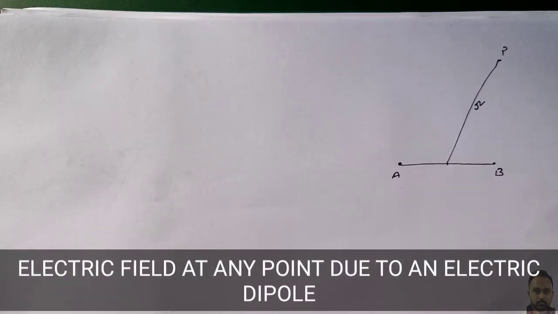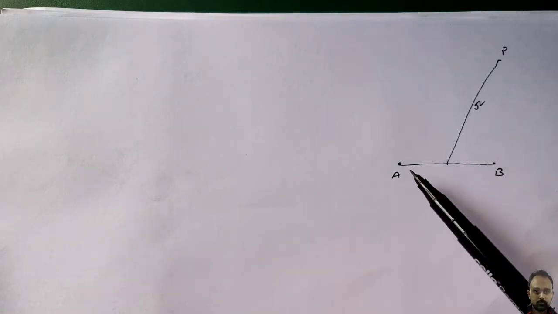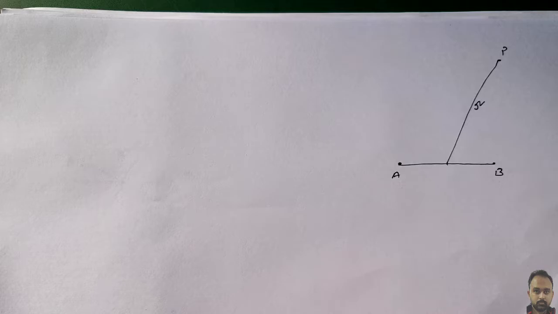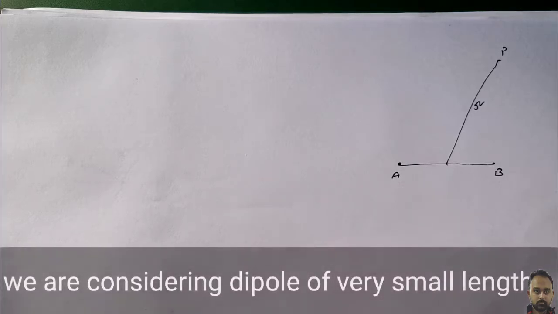Hello students, our today's topic is electric field at any point due to an electric dipole. We have considered here a dipole. One thing you need to know is that we are considering the dipole of very small length. जो हमने small length के dipole को लेकर के हमने जो केस बनाए थे special case, उनके जो result थे, वो that I'm gonna use here.